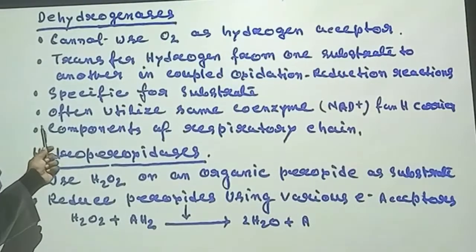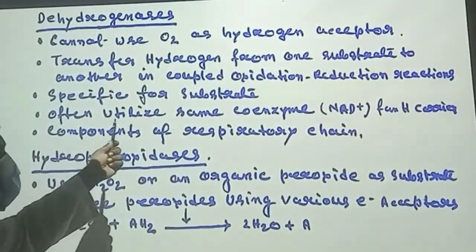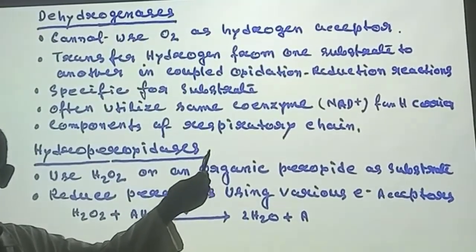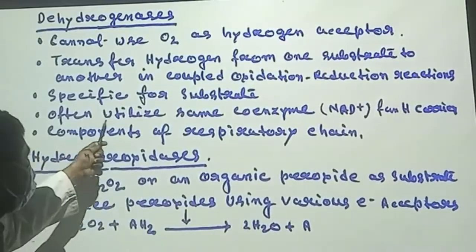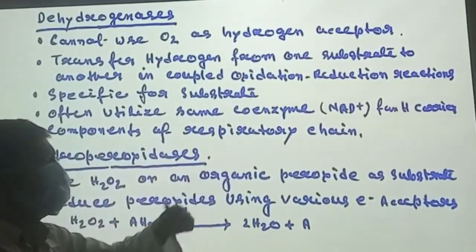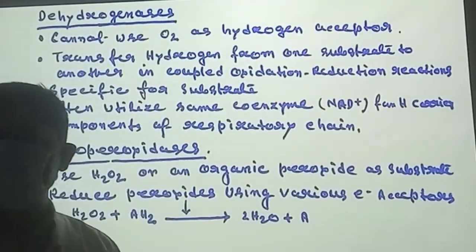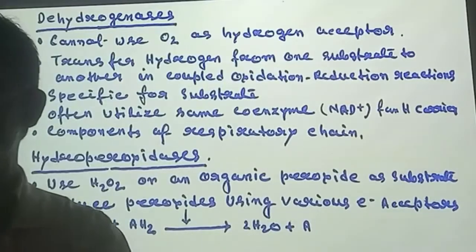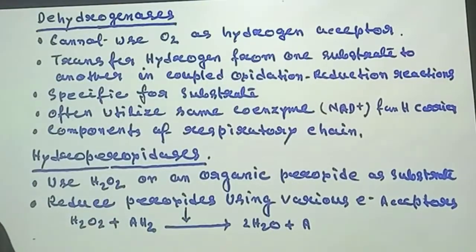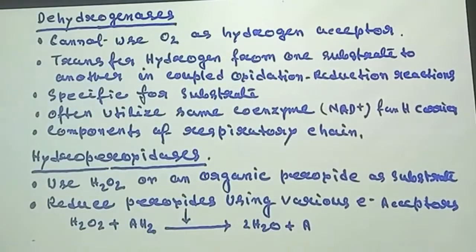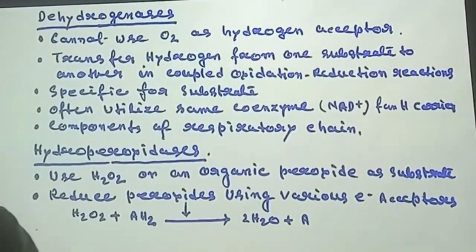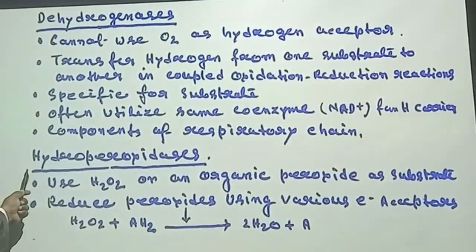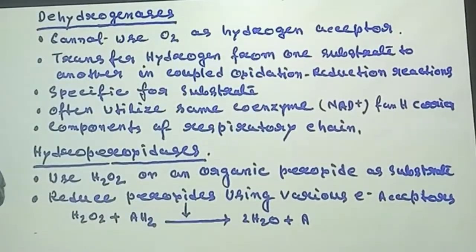These enzymes are specific for specific substrates, like succinate dehydrogenase and malate dehydrogenase. They are specific and often utilize the same coenzyme, NAD plus or FAD plus, as a hydrogen carrier. So NAD takes hydrogen. Hydrogen is removed from the NADH2 to get back to NAD plus when it is oxidized. The third category is the hydroperoxidases.